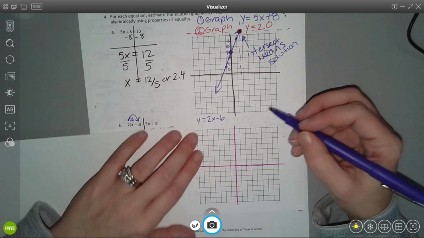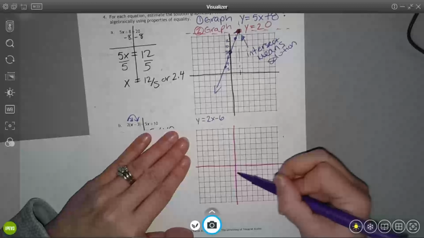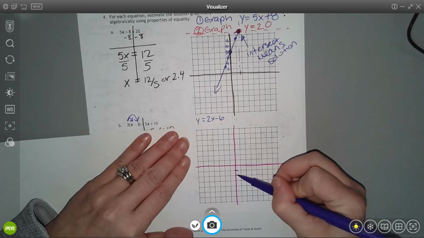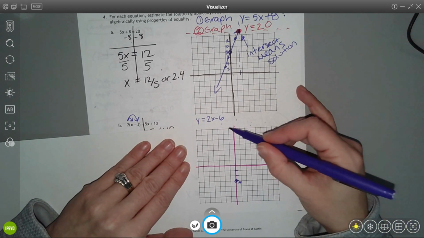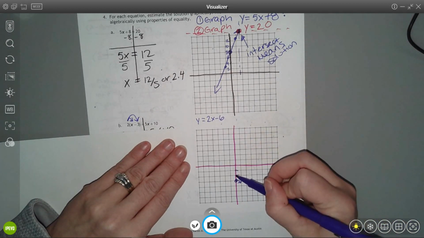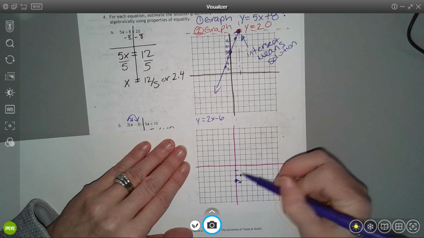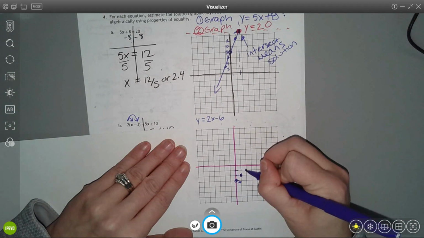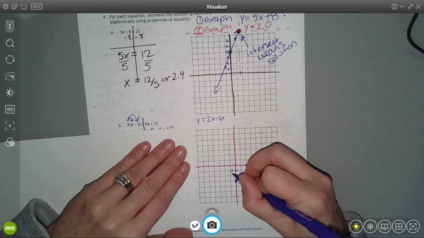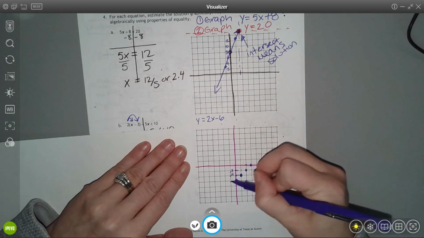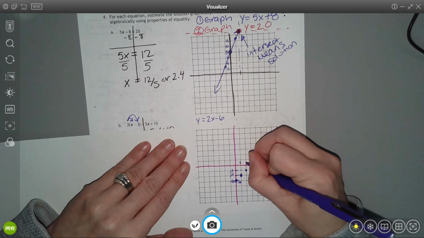So we'll call it negative 2, negative 4, negative 6. And my slope is 2 over 1. So up 2 over 1. Up 2 over 1. Up 2 over 1. Remember that these are negative 2, negative 4, negative 6. And these over here, I'm just going to count as 1, 2, 3, 4.